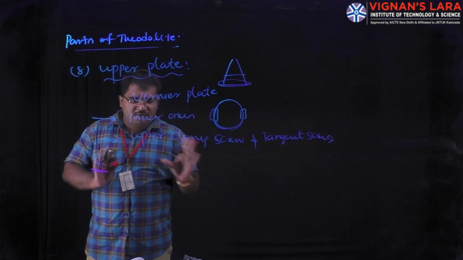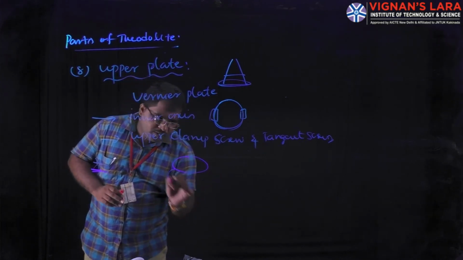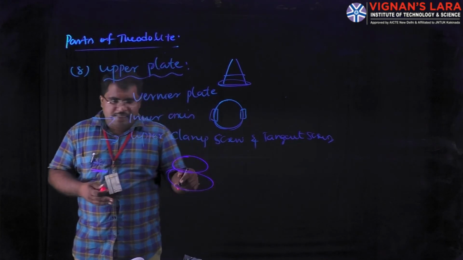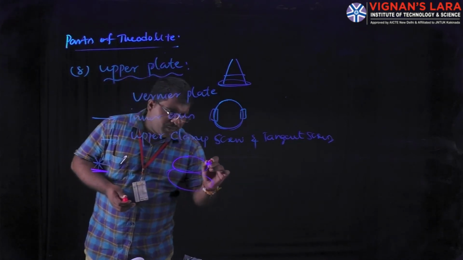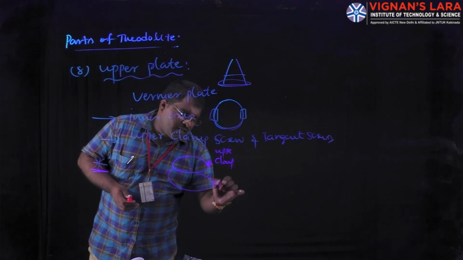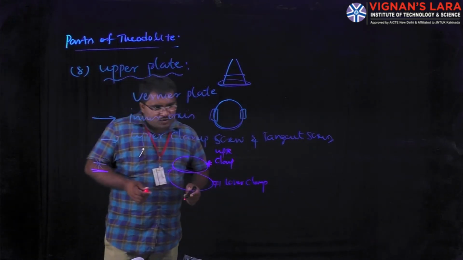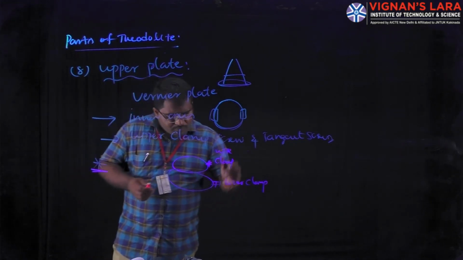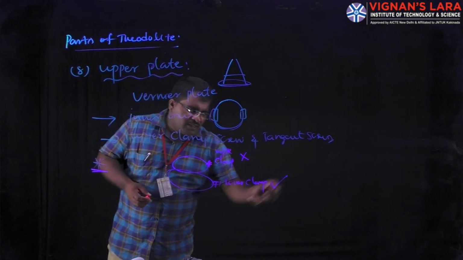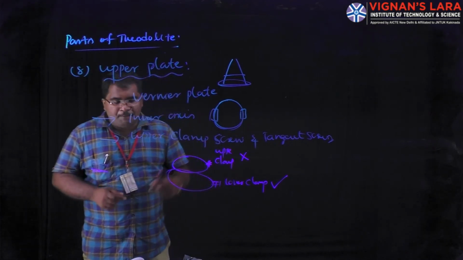that is the rotation of the instrument with respect to these two plates. We have the upper plate and the lower plate. The upper plate has the upper clamp screw, the lower plate has the lower clamp screw. In the first case I am going to clamp the upper one and leave the lower clamp free. I didn't tighten it, it is free, but the upper clamp is tightened.